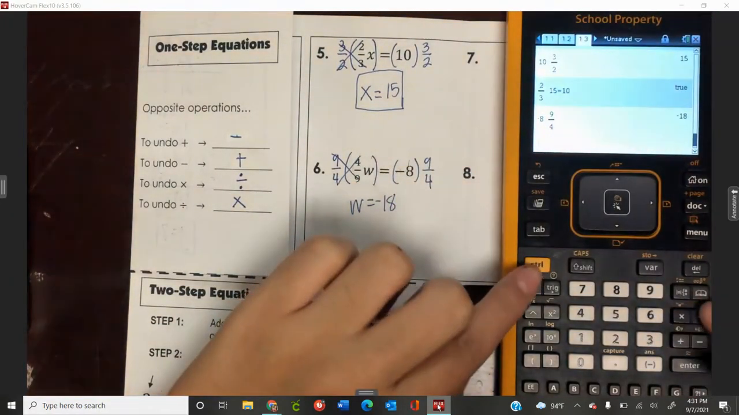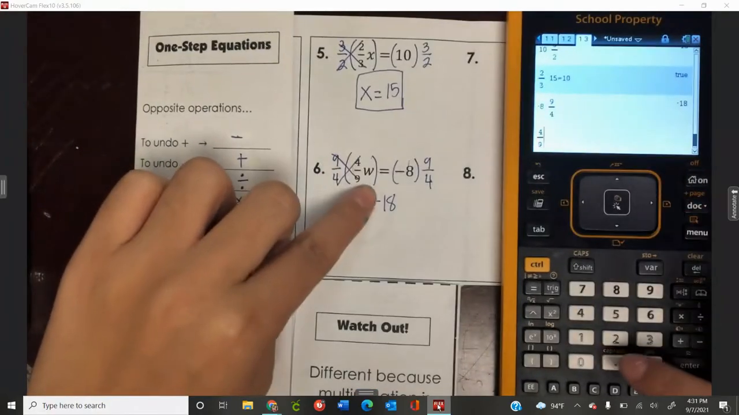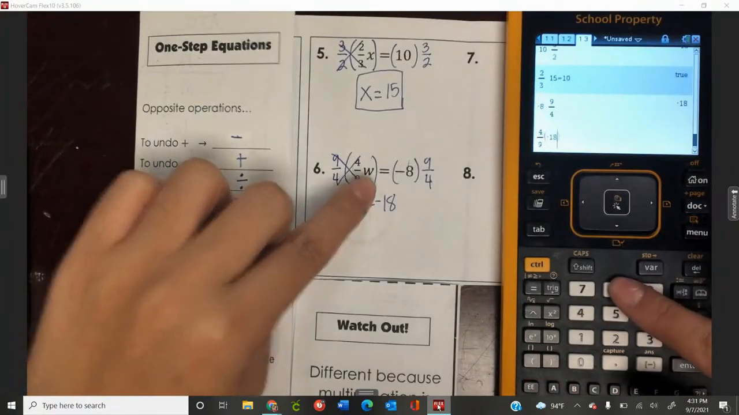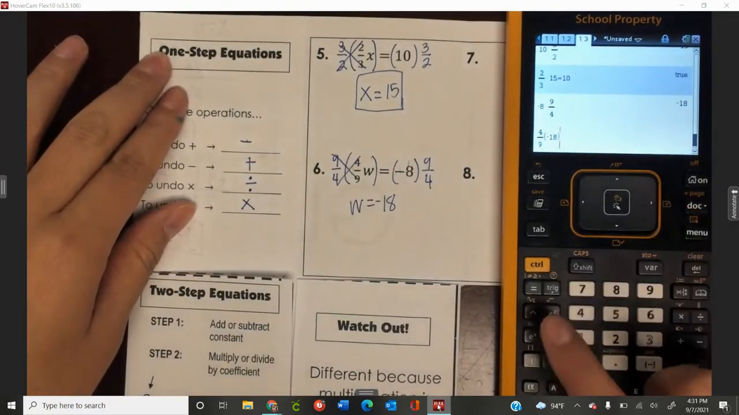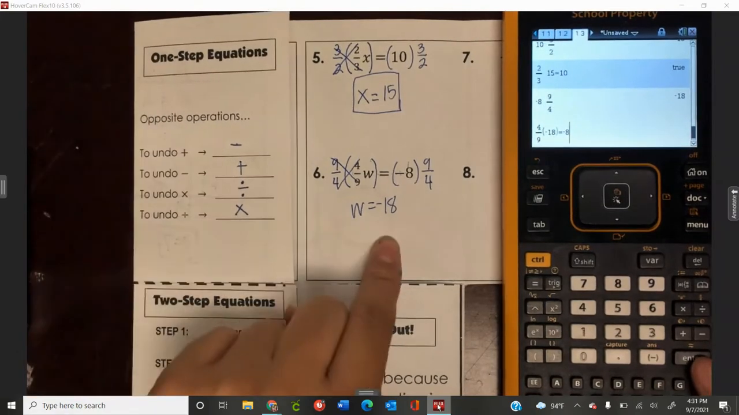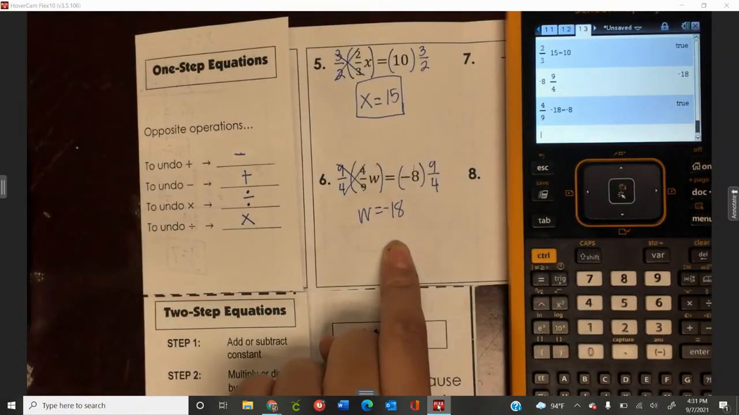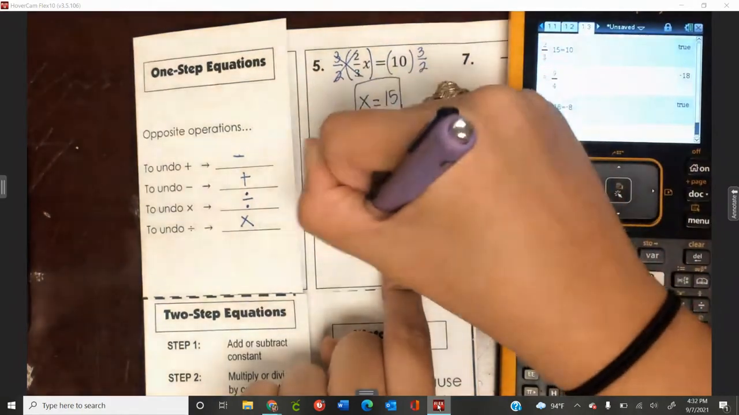Going ahead and checking this, we have control divide, 4 on top, 9 on the bottom. We want to multiply this by negative 18. Stepping out of my parentheses, this should equal a negative 8. If it returns true, that's my answer, and if it's false, we did something wrong. So returning true, w equals negative 18 is my answer.